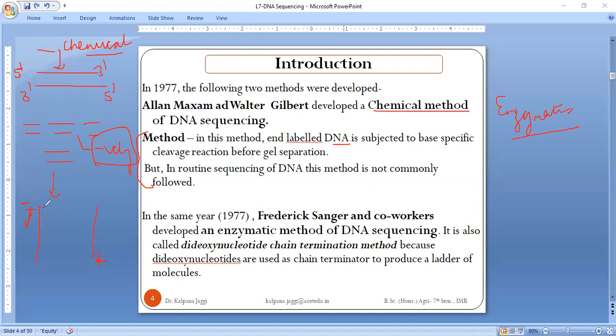And when this whole gel is prepared, then in the gel we place a comb, and this comb is helpful in creating these wells. Within these wells, these fragments of different sizes are placed. When current is given, this gel has a small pore-like structure.